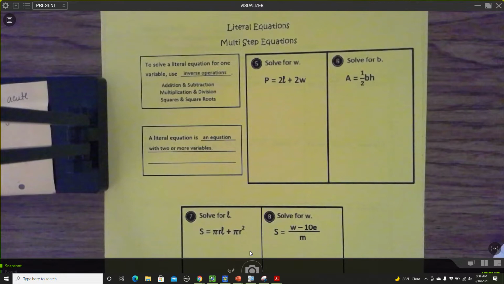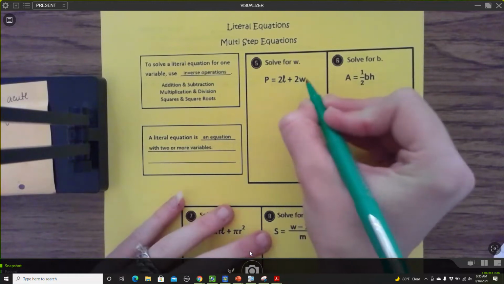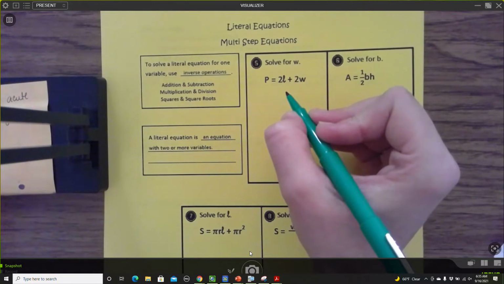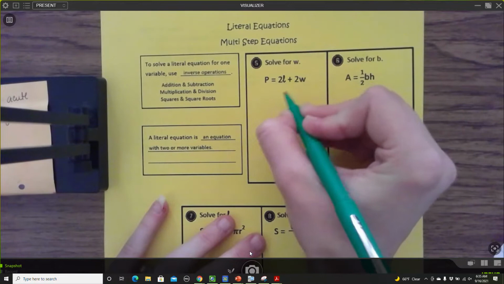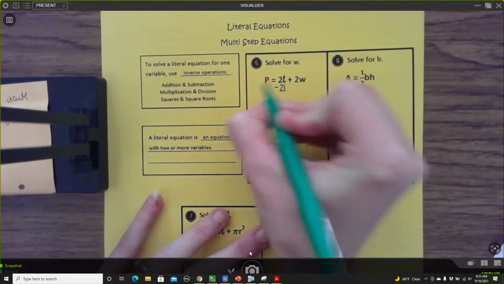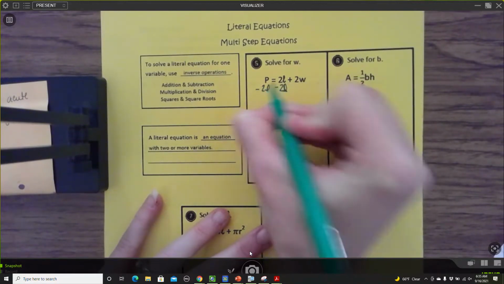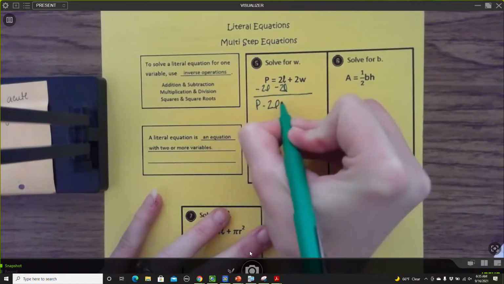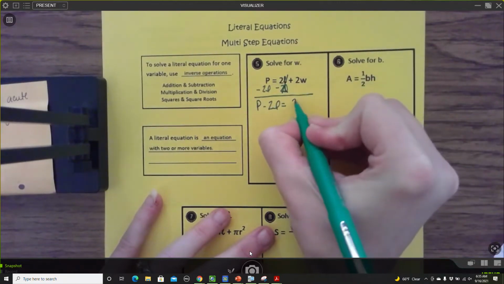Starting at the top here, number 5, it says solve for W. The name of the game here is to get W by itself. Big chunks or terms we can just move. For example, 2L, we need to get this away from the 2W. So I can just subtract 2L, and I'm going to use a cursive L so it doesn't look like a 1. I can just subtract that from both sides. So P minus 2L equals, the 2L and negative 2L cancel, 2W.